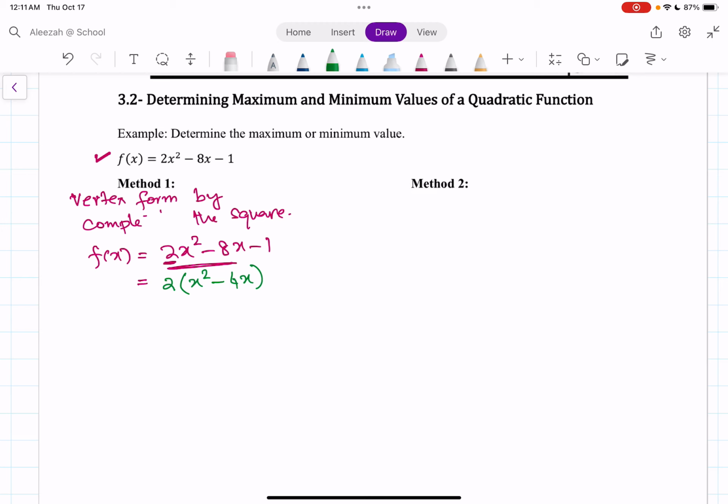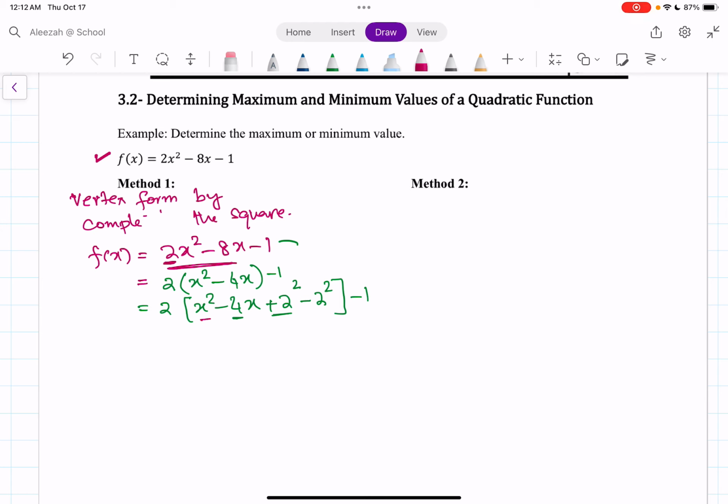Now I have to complete the square. So 2 times x squared minus 4x. Look at this number, whatever it is, I'll take half of it. Half of 4 is 2, so I add 2 squared and then subtract 2 squared. Then I just copy the minus 1. Remember, you add first and then you subtract.